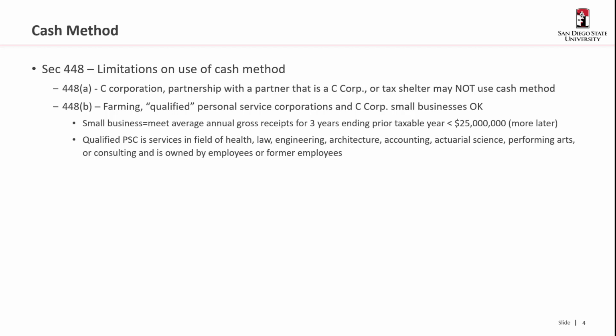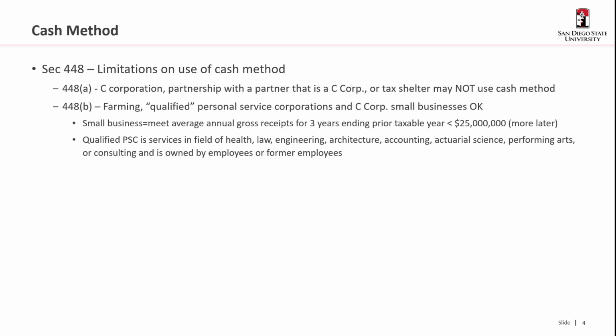Okay, so there are limitations on the use of the cash method. When you think about it, the cash method is the simpler of the two methods, right? The notion is when you receive cash as income, when you pay it out, it's a deduction. So pretty straightforward. We're going to find that that's not exactly the case. But not everyone can use the cash method. For example, under Code Section 448, a C corporation or a partnership with a partner that is a C corporation or a tax shelter is prohibited from using the cash method.